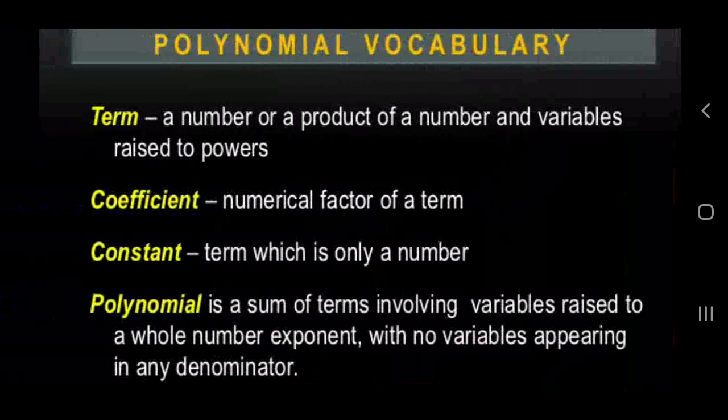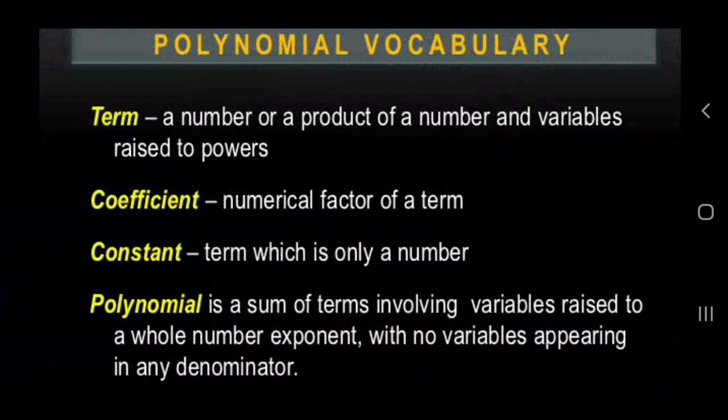A term is a number or a product of a number and a variable raised to powers. That is nothing more, dear children. x square plus 3x plus 5. How many terms are there? First term is x square. Second term is 3x. Third term is 5. That is 3 terms.